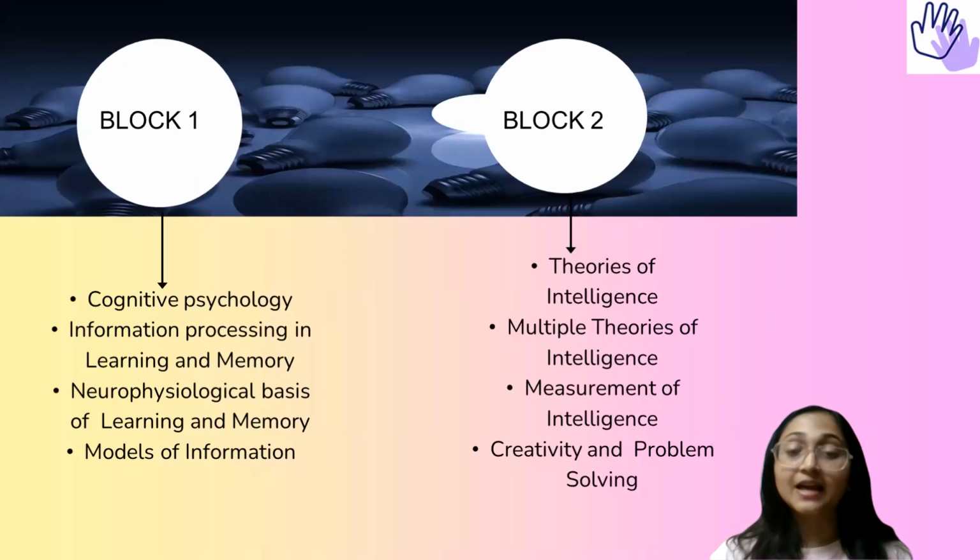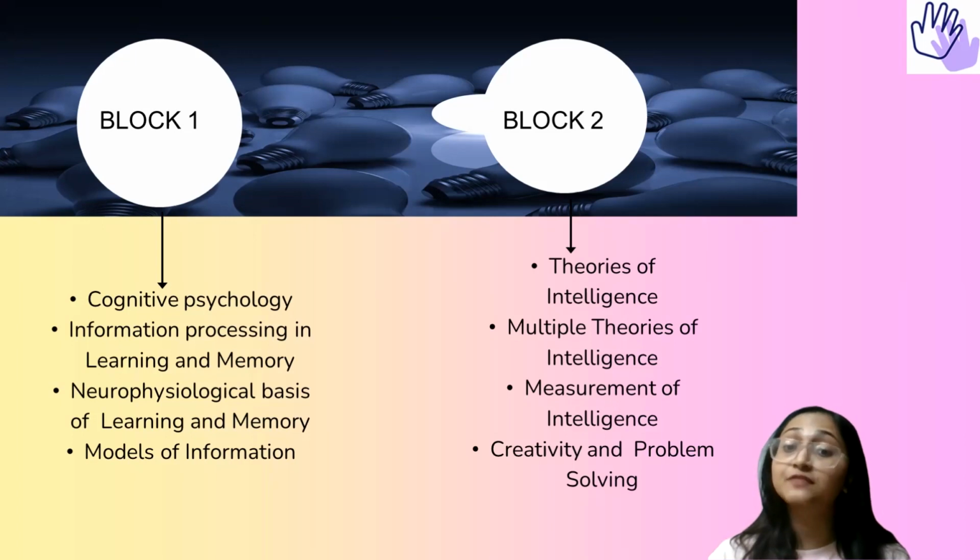For block 1, we have cognitive psychology as its first unit. In cognitive psychology, we'll be talking about the historical methods involved in cognitive psychology, different domains of cognitive psychology, and different research methods which are used in cognitive psychology. In Unit 2, we'll be talking about information processing, wherein we'll be talking about different processes and different perspectives in information processing.